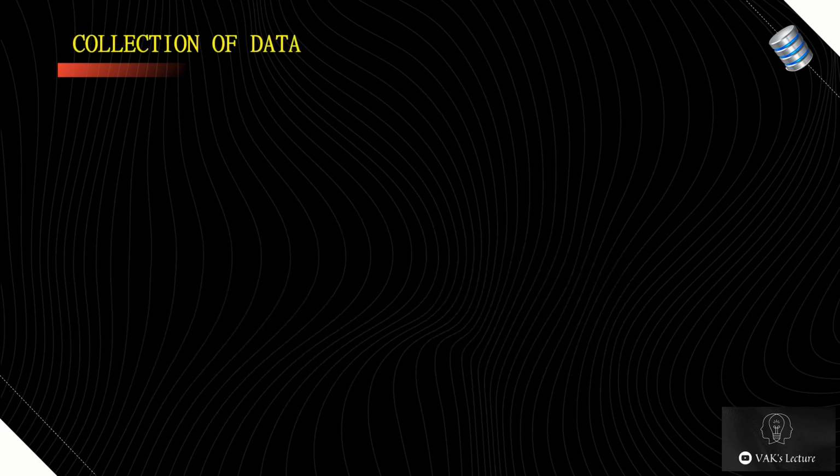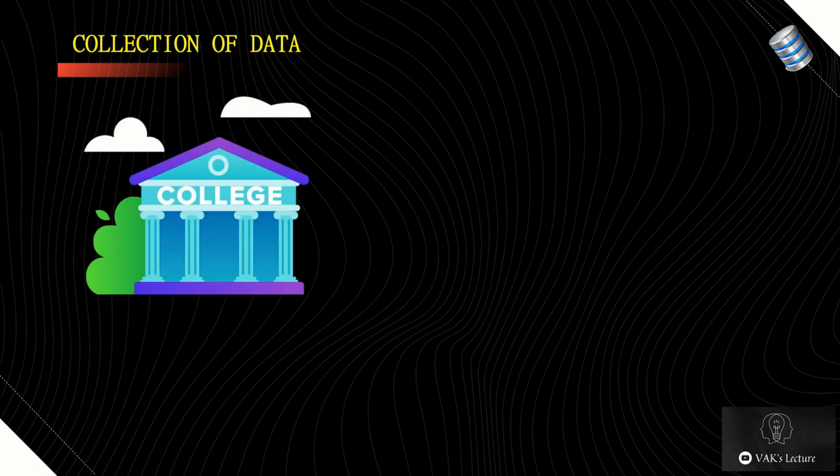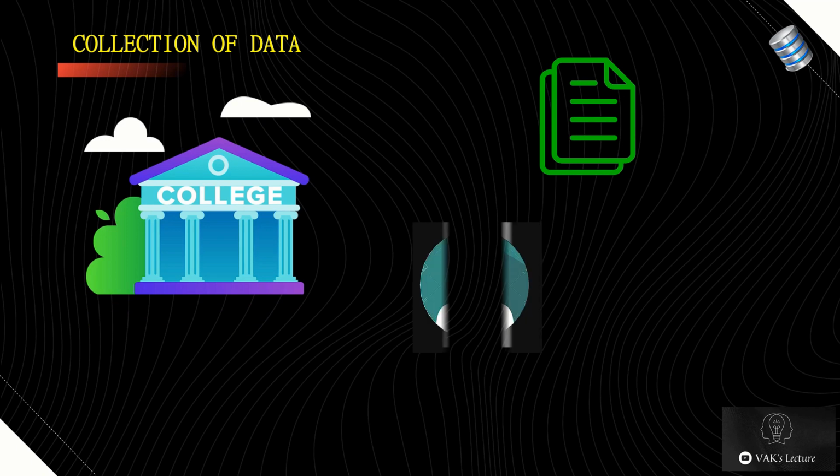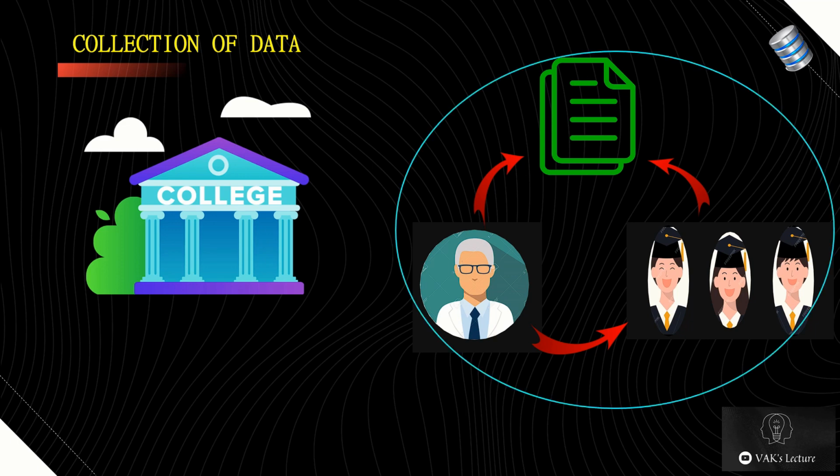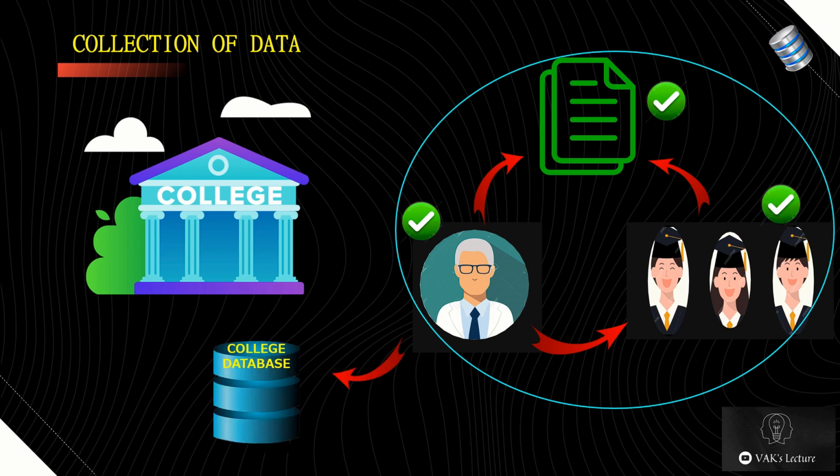It is a collection of related data. That means if we consider a college, there will be data of courses, teachers, students, etc., which will be related to each other. There will be a particular teacher teaching a particular course to students. There will be students taking different courses. So to make a database of a college, we need to collect all the data about courses, teachers, students, etc., which will be interrelated with each other.